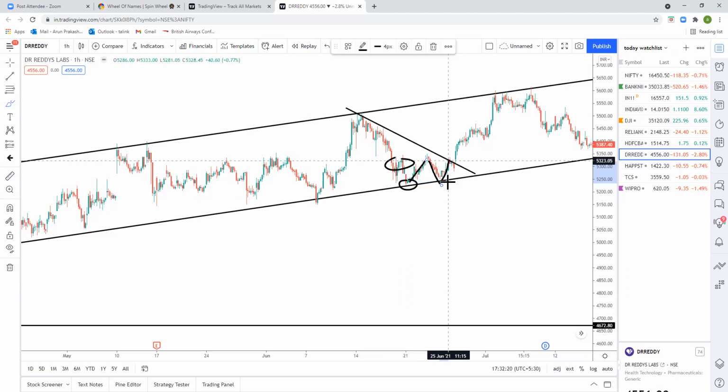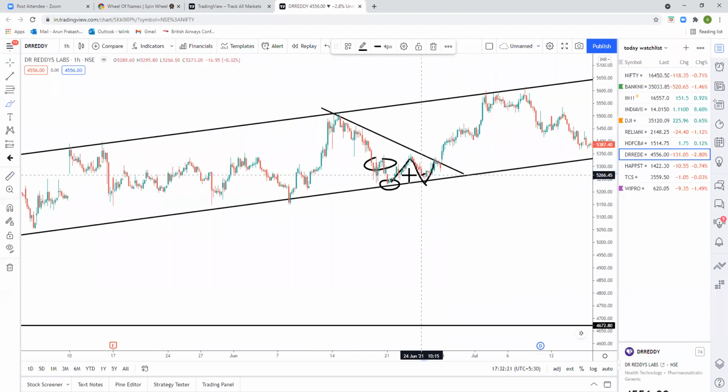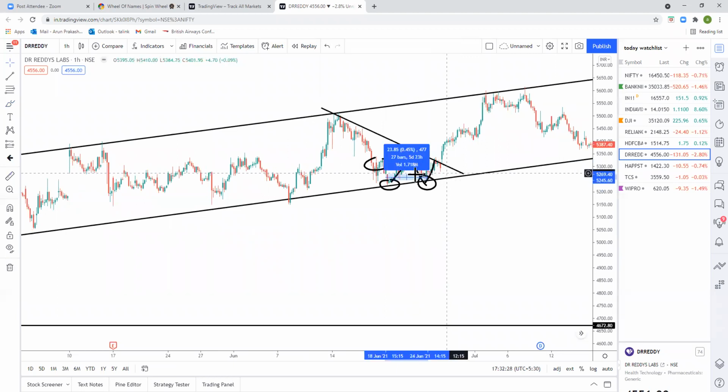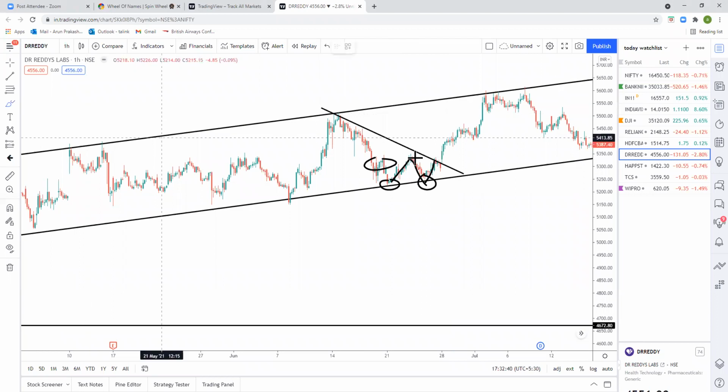Now my entry was here. All right, now I had saved around 5 days. Not that he is losing money. I'm not talking about that, but you are saving almost 5 days. That is very important. Now there are also people who entered into Dr. Reddy after this trendline breakout.